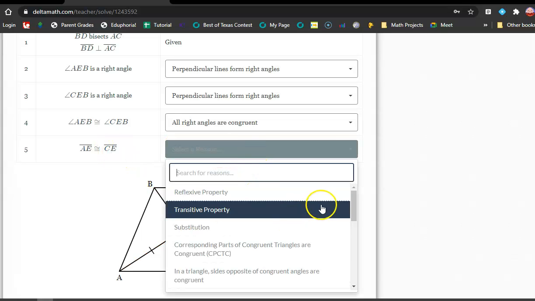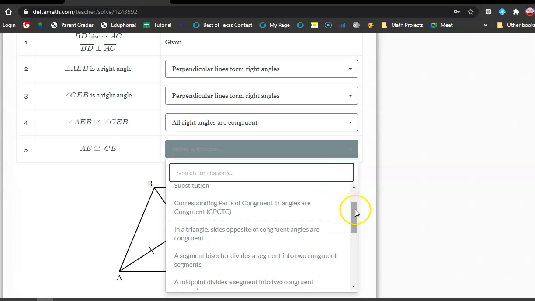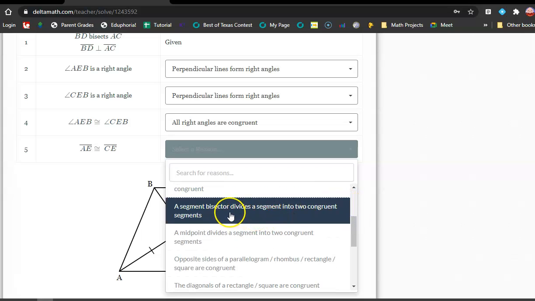We have segment bisectors. So let's see, we've got something about segment bisectors. There we go. A segment bisector divides a segment into two congruent segments.